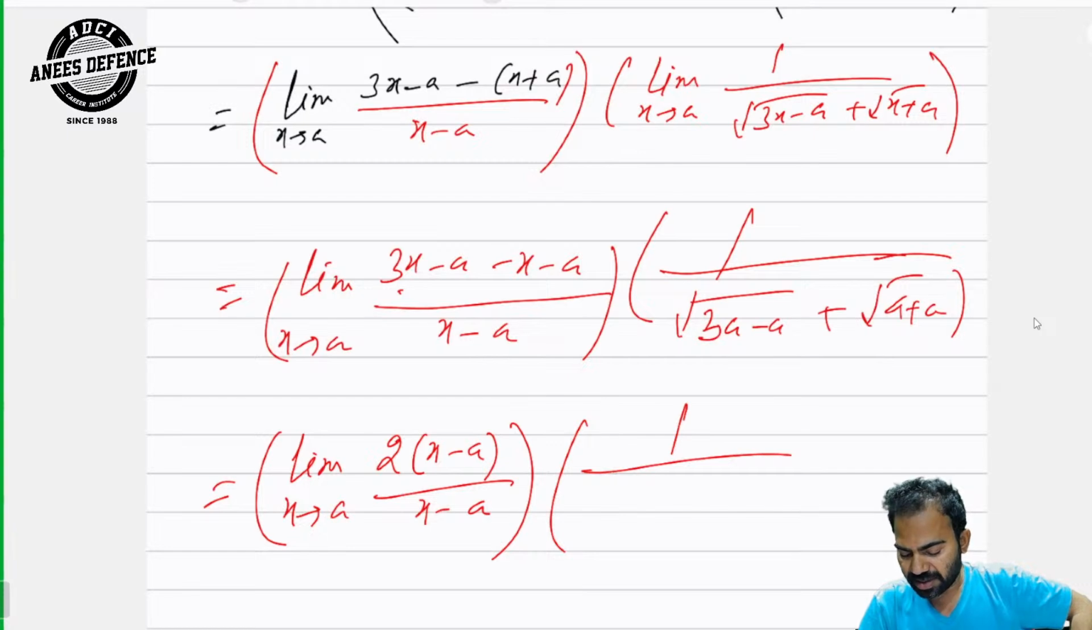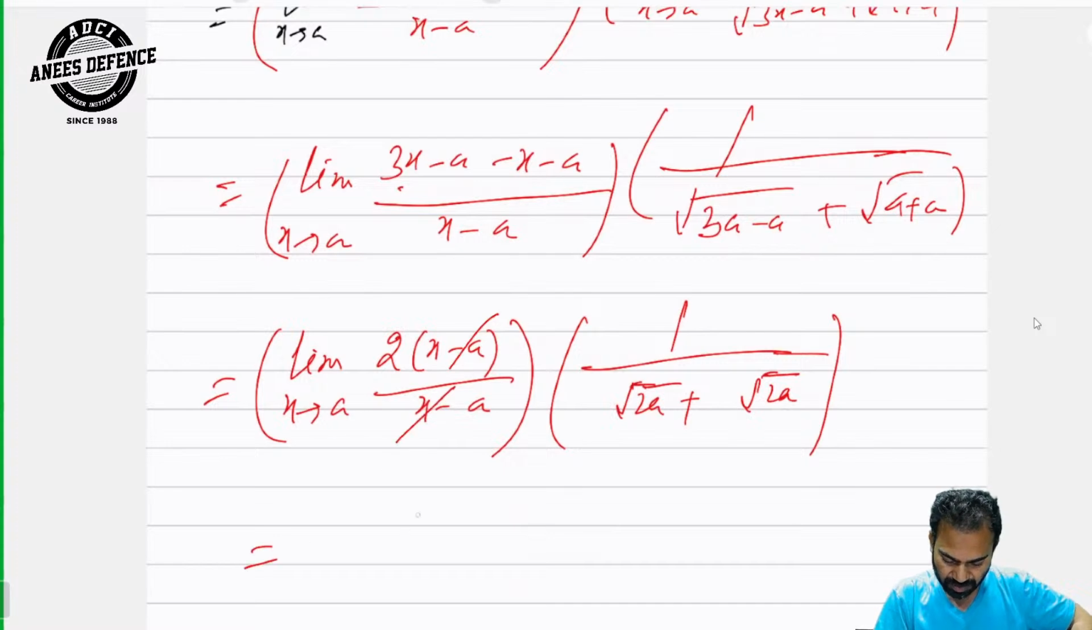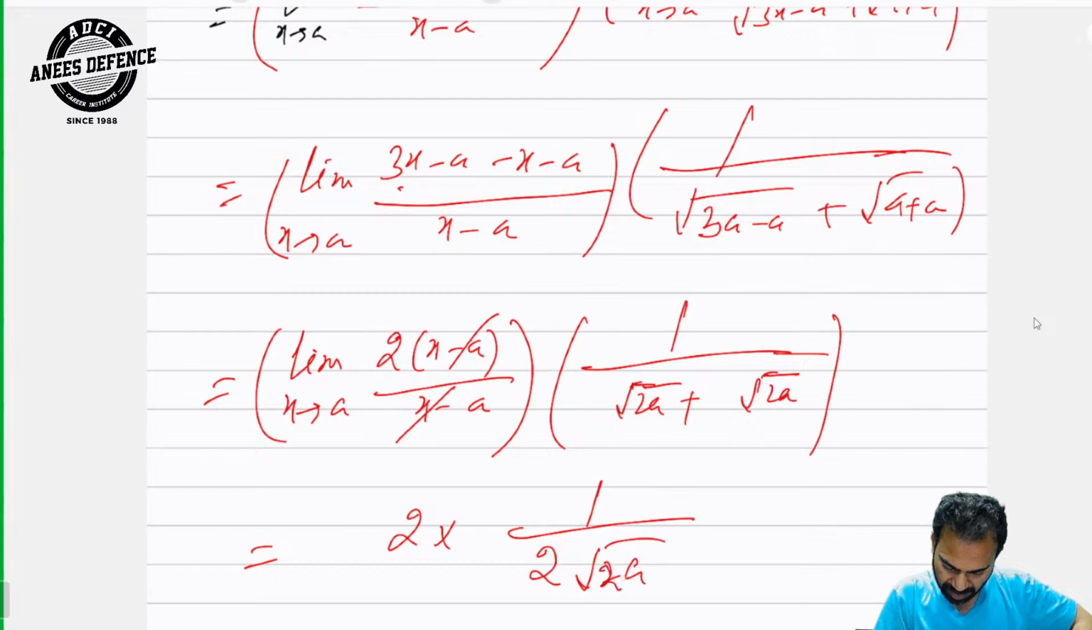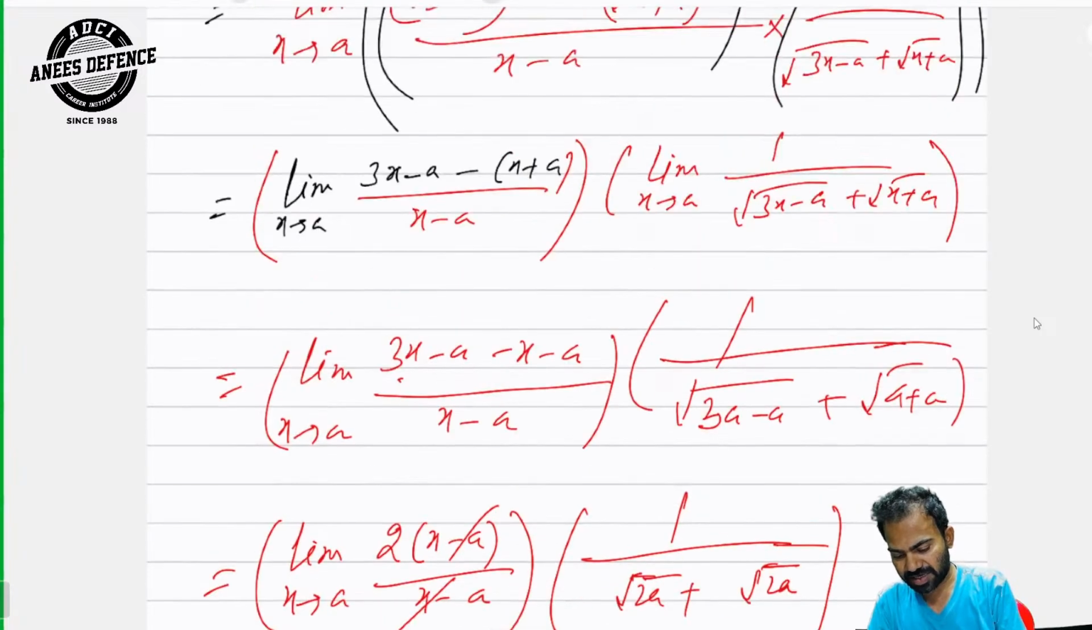Now 3a minus a, that is root 2a. a plus a is root 2a. Any problem? This will be cancelled. So the 2 into the 2 root 2a. Is it okay? 2 will be cancelled. 1 by root 2 times a. The option B is the correct option. B is the correct option. Write it. Hurry up.